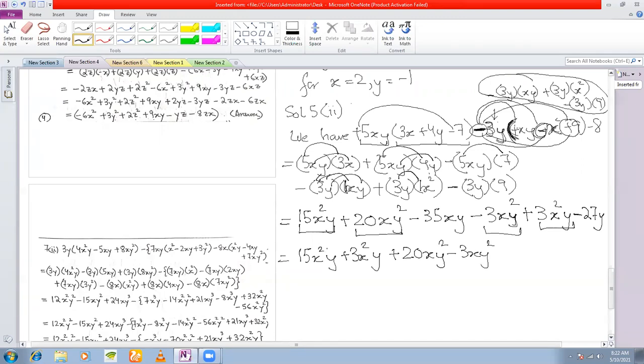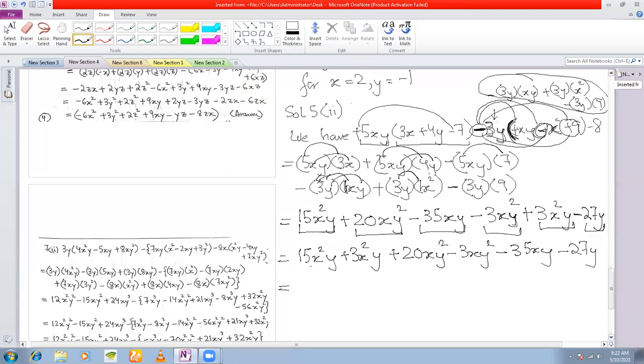You have xy here. Do you have any other xy? You don't have any other xy. So you simply write minus 35xy. And 27y is there, and no other y's are there. So you simply write minus 27y.